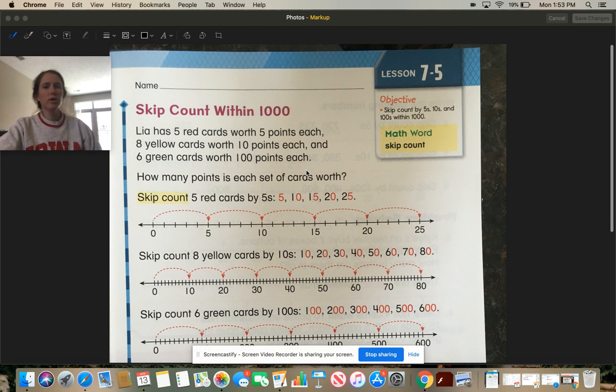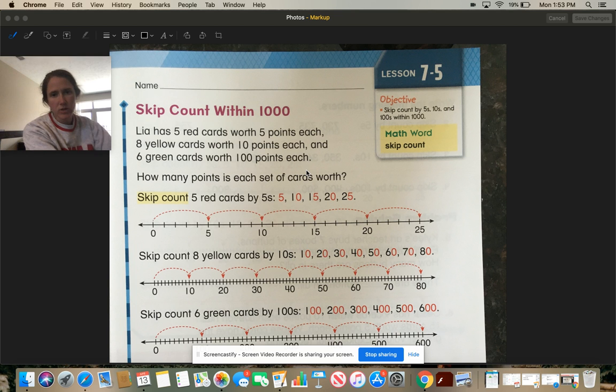Hi guys, today we're going to be working on lesson 7-5 and we're working on skip counting.